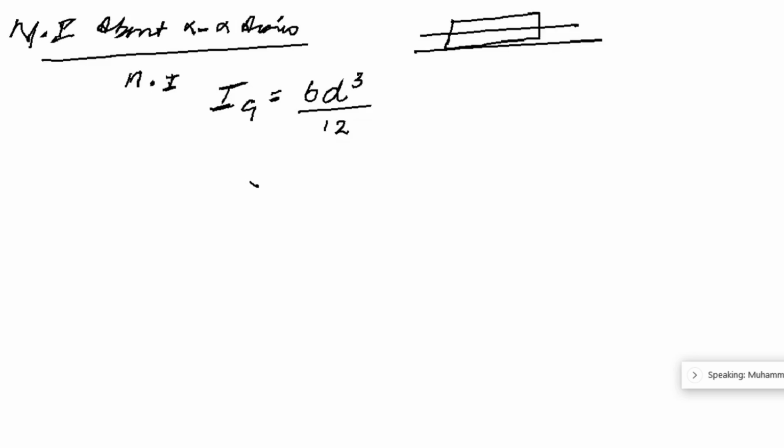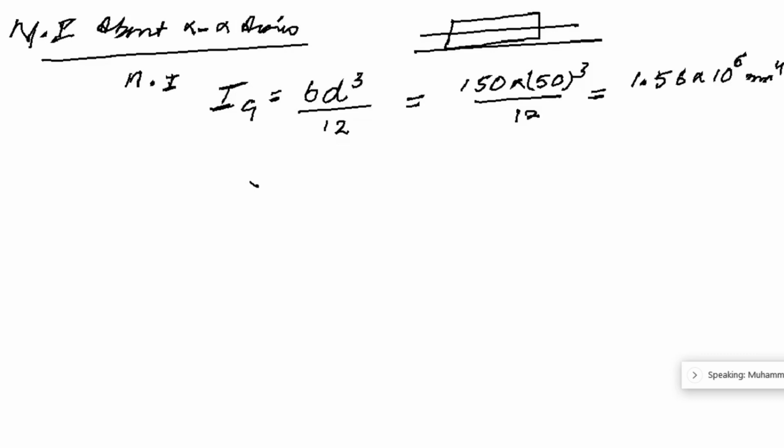Okay, fine. Here in this case, it is equal to, how much is b? It is 150. And then we have d, how much was the depth? It was 50 cubed divided by 12. Calculating that gives me the value of 1.56 into 10 raised to the power of 6 mm4. Now I want to know the distance between the center of gravity and the x-axis. Center of gravity, how much was it?